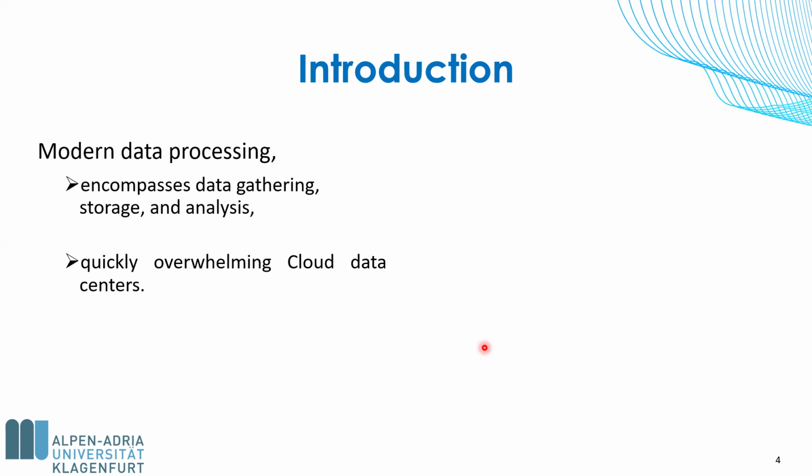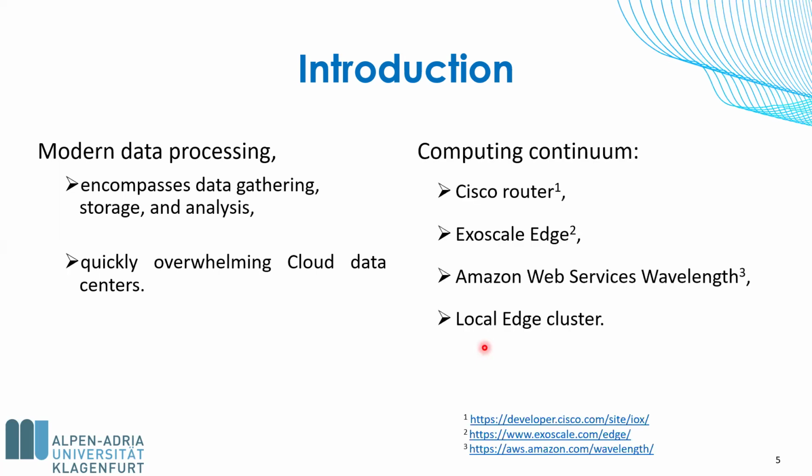Modern data processing encompasses large amounts of data that are collected from different sources, like sensors or users' mobile devices, that are going to be stored to be analyzed, which is quickly overwhelming the current cloud data centers. That's why the idea of the computing continuum, encompassing edge and fog computing as an extension of cloud computing, firstly coined by Cisco, came into appearance.